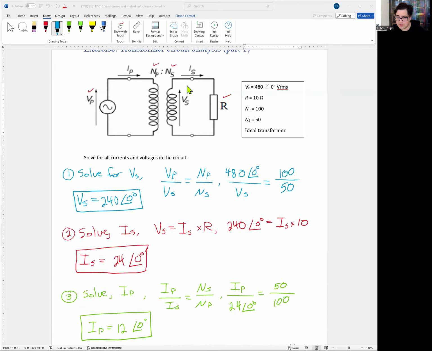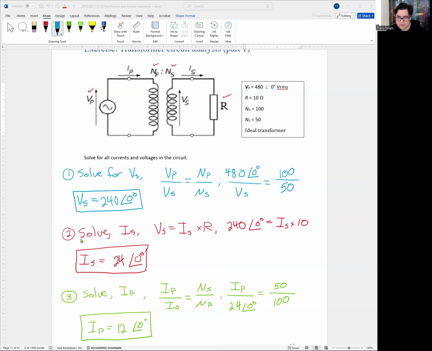So first thing we could do is solve for secondary voltage because we have everything else. So VP over VS is equal to NP over NS. So you have 480 over VS is equal to 2. So secondary voltage is equal to 240 angle 0 degrees, right?